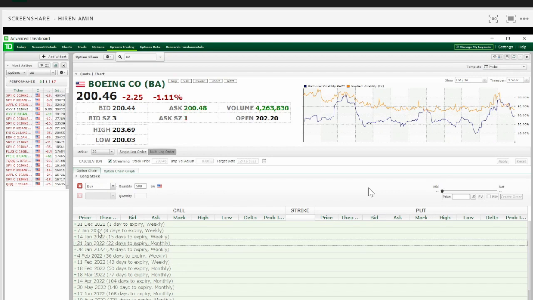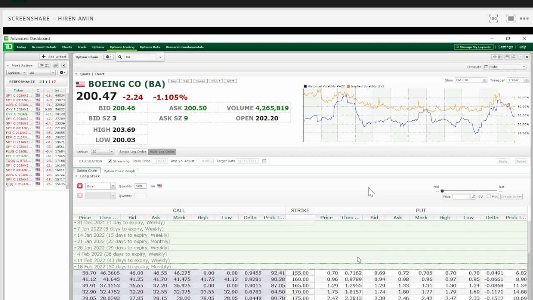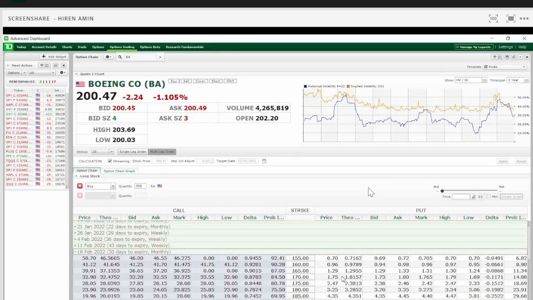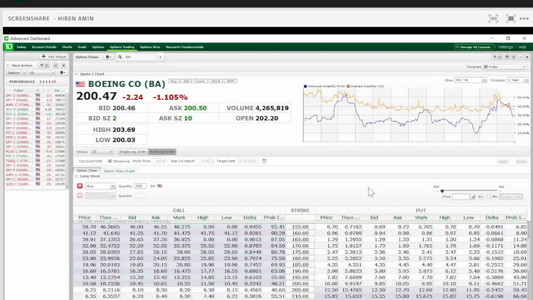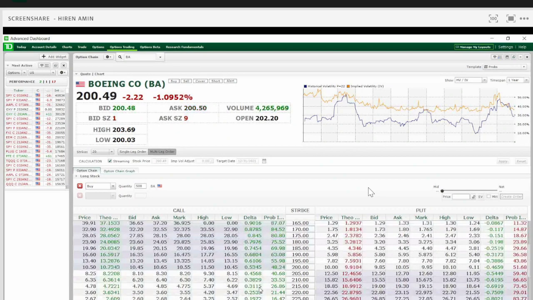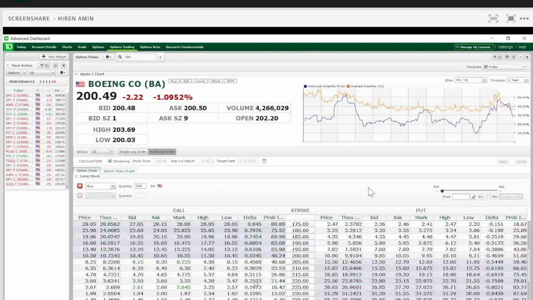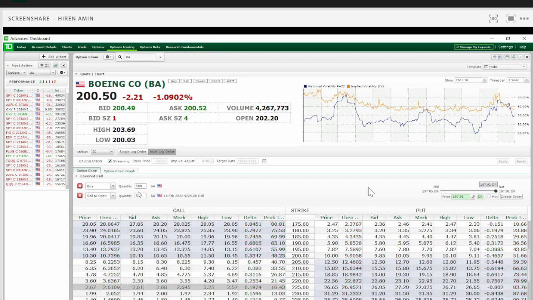Now I can go to my option chain and say I want to do the monthly in February. I want to sell an option there. We're going to buy at 200. Maybe I want to sell something out of the money with a delta of at least 25 or less. So maybe, just to be safe, I'm going to do the 225. I'm going to click on the bid to sell that contract. All right, so this is a covered call strategy.